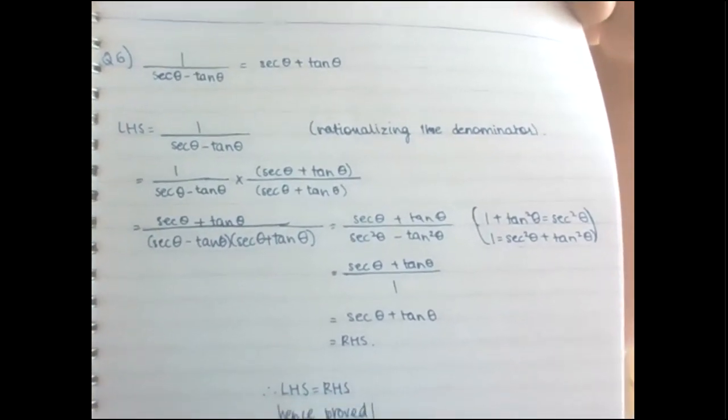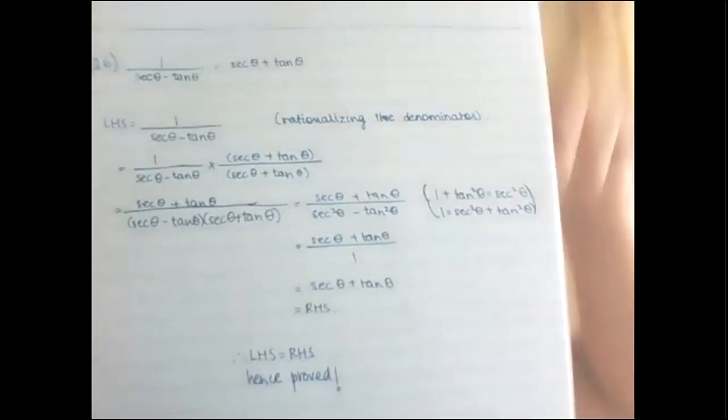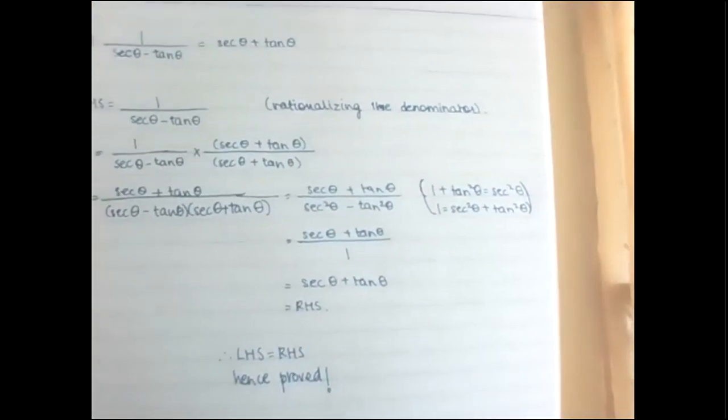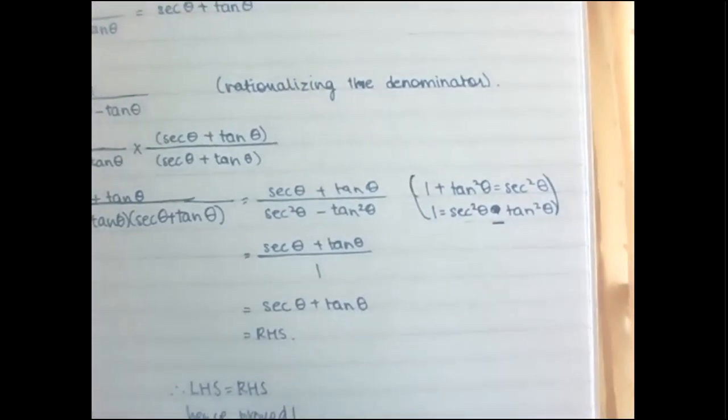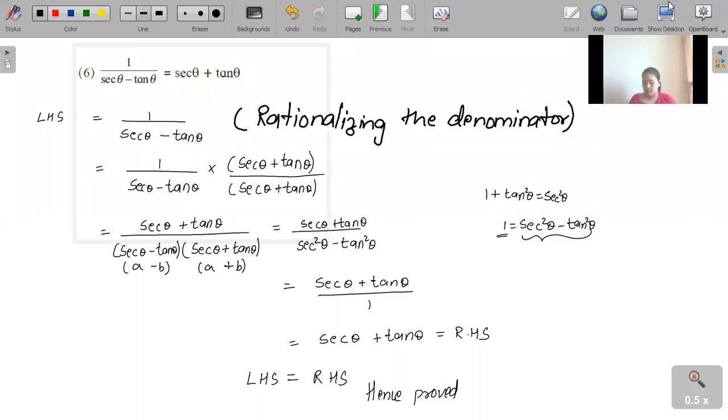Yeah, in the formula, one mistake you have done. See, it should be sec square theta minus tan square theta. Can you correct it? Where you have written on the side, 1 is equal to sec square theta minus tan square theta. Yeah, perfect. Okay, let's do the next one.